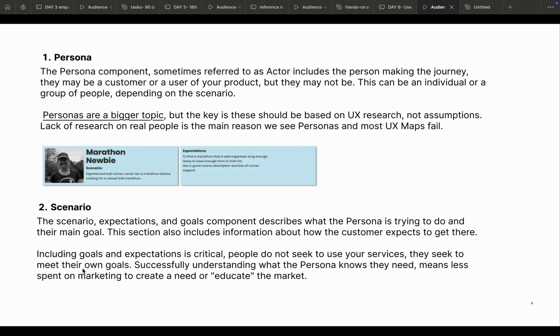So this can be either an individual or a group of people depending on the circumstance. So, scenario based, we'll add the persona, and then we'll set the scenario. Like, the scenario could include the expectations and the goals of the user, what he's trying to do, and what the major motto of the persona is.